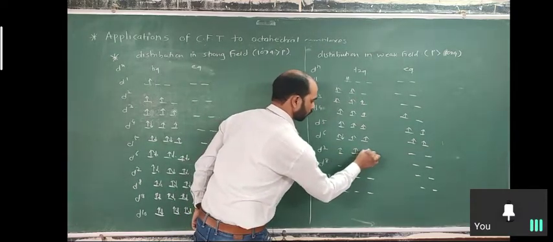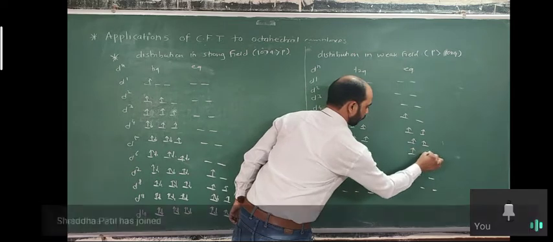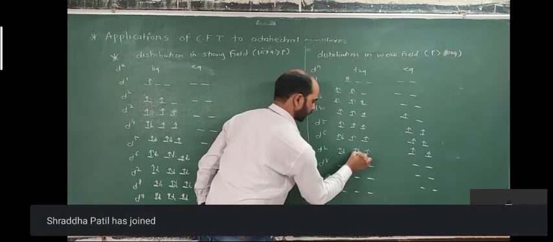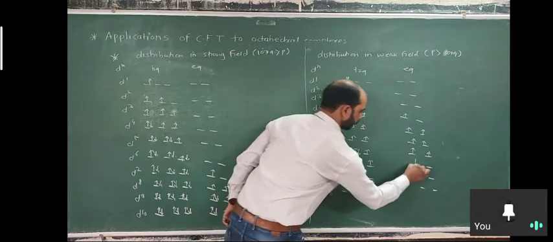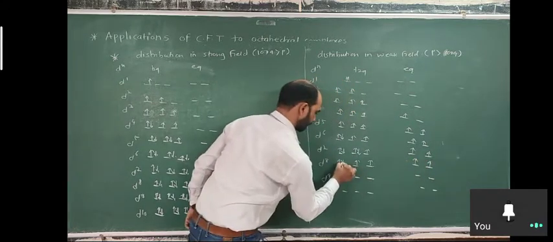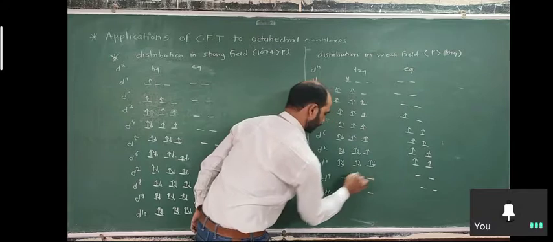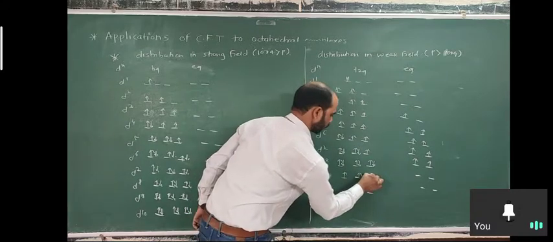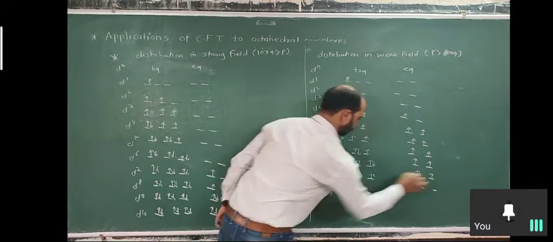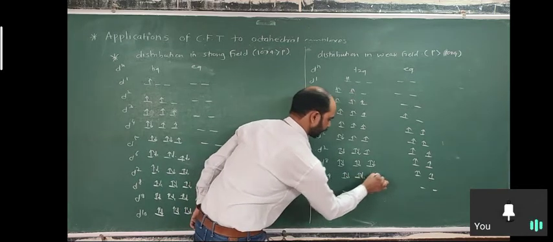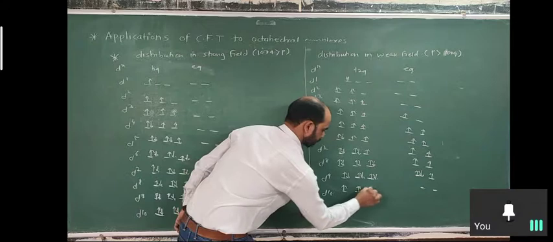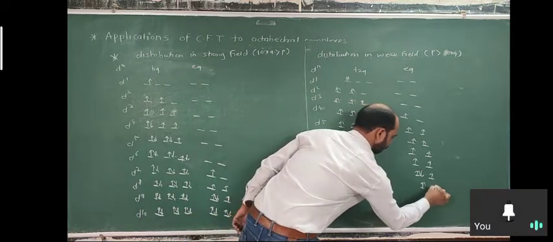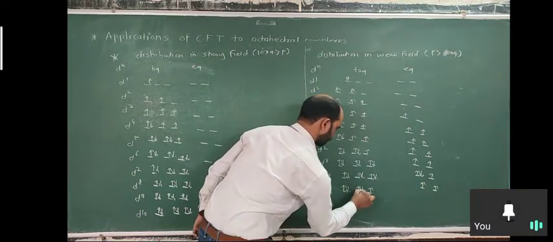1, 2, 3, 4, 5, 6, 7. 1, 2, 3, 4, 5, 6, 7, 8. Then 9. The last one is given in the notes as well. You can see.